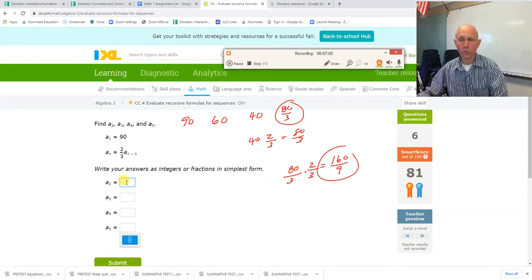A sub 2 was 60. A sub 3 was 40. A sub 4 is 80/3. In simplest form. Yeah, and then 160/9. Those are simplified.